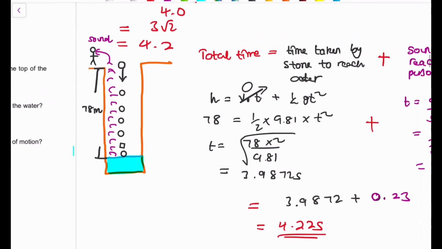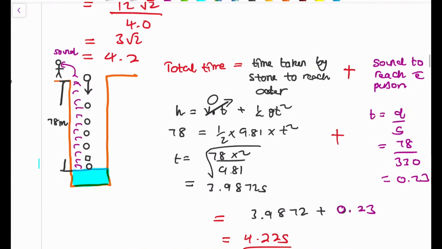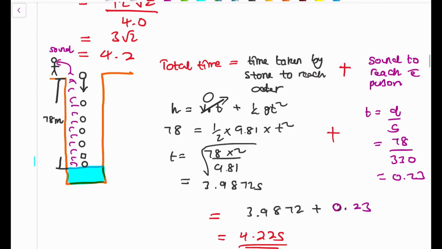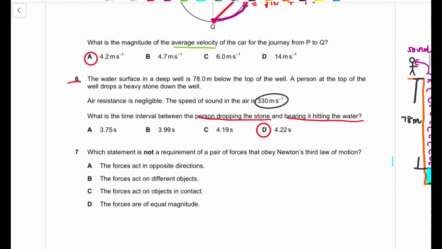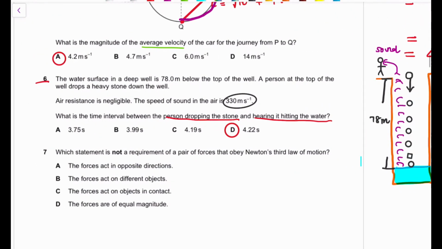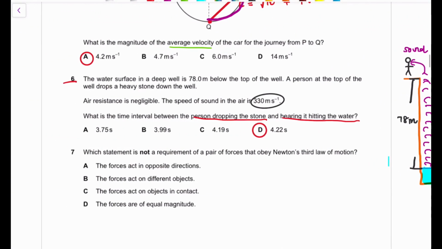So get this, guys. The stone is going to take a certain time to hit the water, but the sound is also going to take a certain time to reach the person. The sound is going to take a very short time, 0.23, but the stone is going to take a longer time to hit the water. So the total of these two is basically the time interval between the person dropping the stone and the person hearing it hit the water. This was very complicated, but I hope it made sense. If there's anything unclear, please put it in the comment section, and I'll be able to address anything that is unclear.